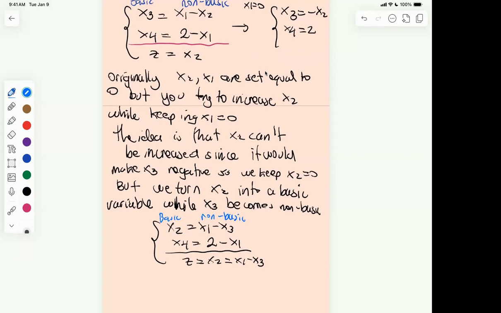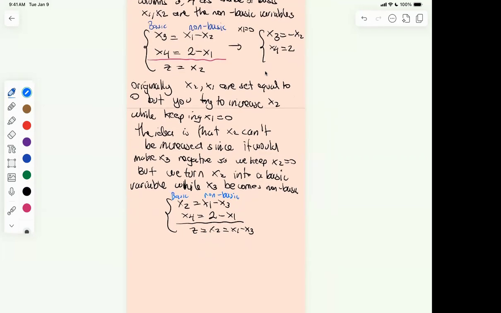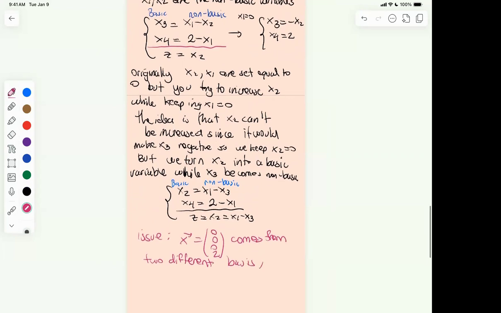So the issue that's happening here, and this is where the degeneracy lies, is that the basic solution, which is 0, 0, 2, comes from two different bases, which are columns 2 and 3, or columns 3 and 4.